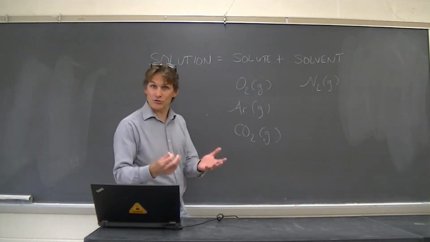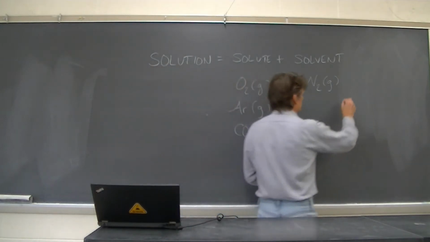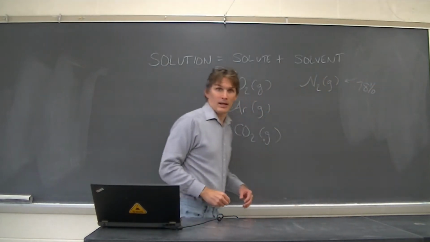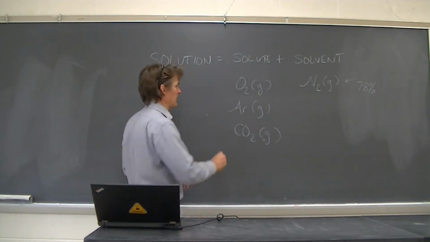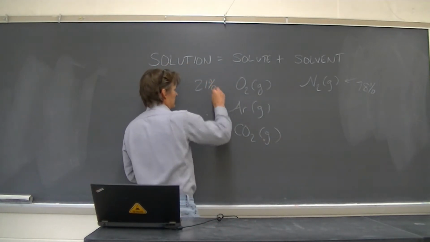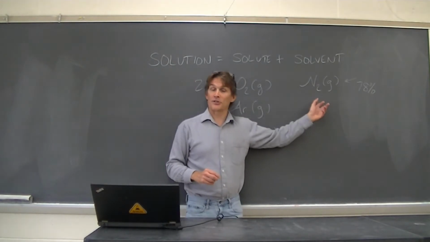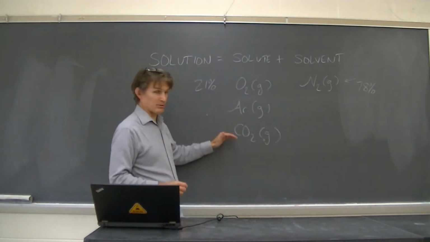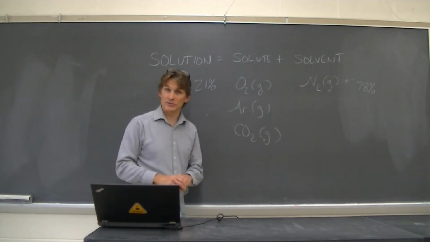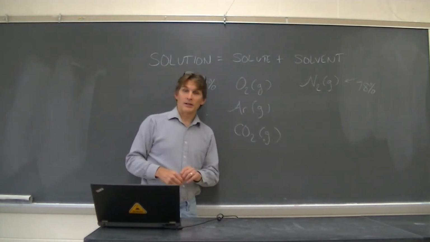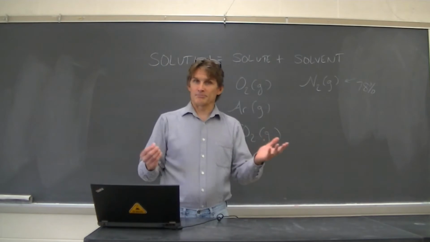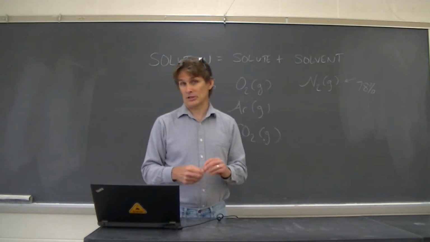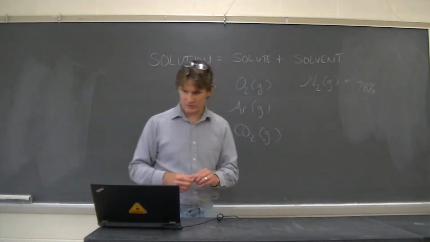But because nitrogen is present in the largest amount, that would be 78% nitrogen. And oxygen is present at about 21%. Because nitrogen is present in the largest amount, we say that that's the solvent. And then these that are present in lesser amounts are called the solutes. Again, in this chapter and in most of what we're going to be doing in this course, the solvent is going to be water, and we call that an aqueous solution.